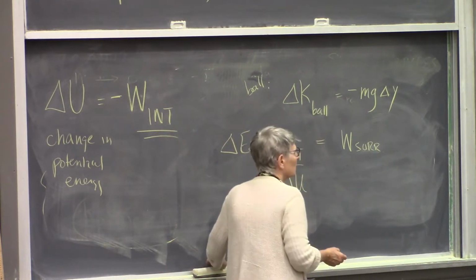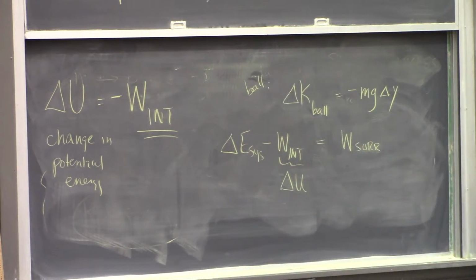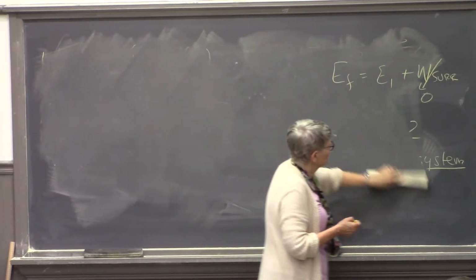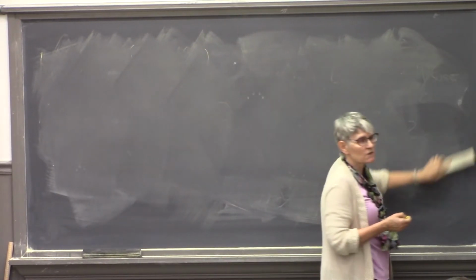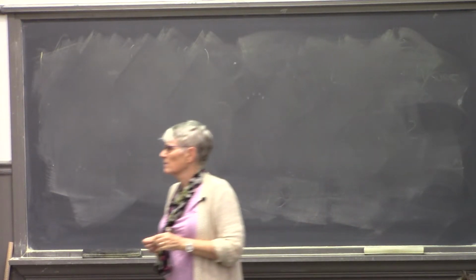So therefore, it looks like for a system with several objects in it, what we're saying is that the change in the potential energy is the negative of the work done by forces internal to the system, by objects inside the system exerting forces on each other.